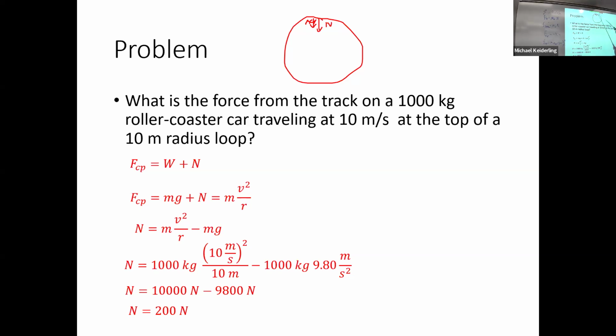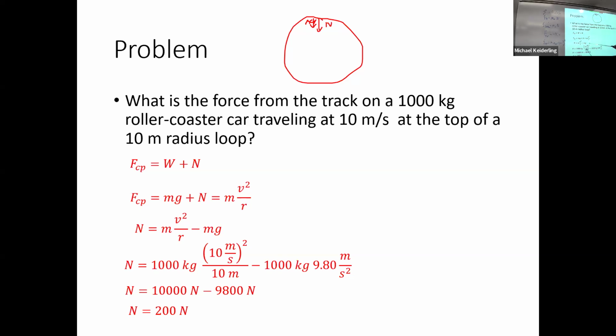And the forces on that car are mg, the weight, and the normal force of the track, both pushing down. So weight plus normal force equals centripetal force. So mg plus normal force equals mass times speed squared over radius. So the normal force, which is going to be the force from the track, is mass times speed squared over radius minus mg. So now we can plug in our numbers.